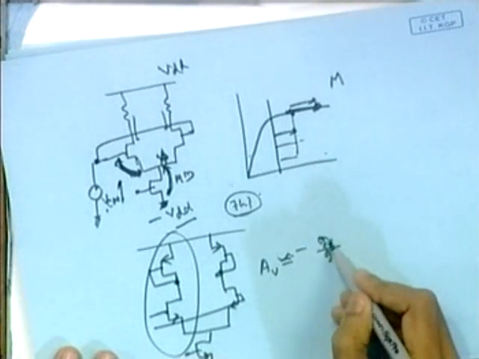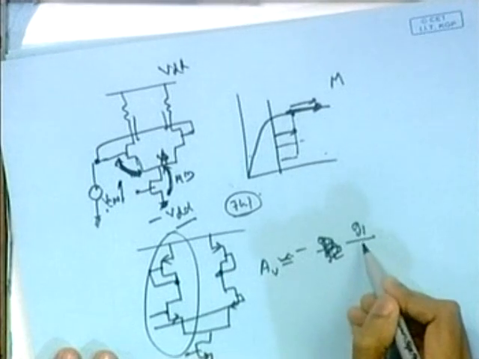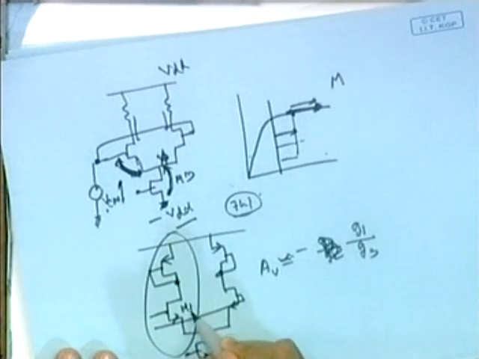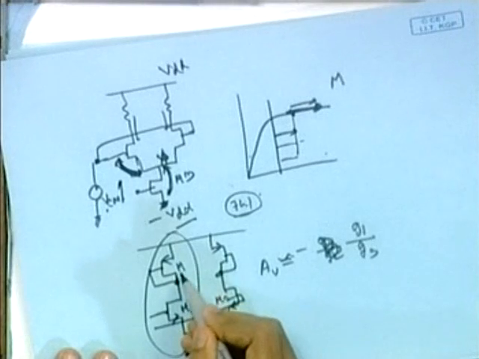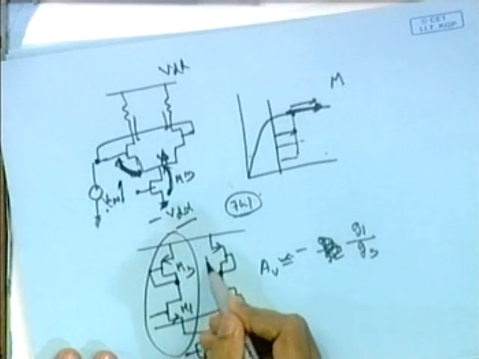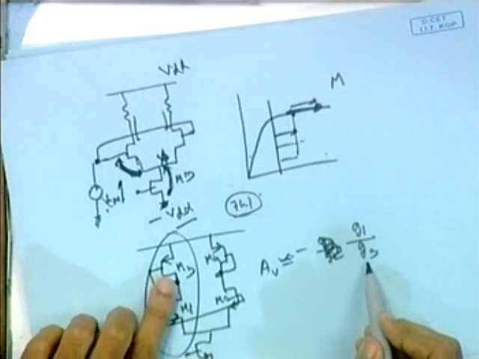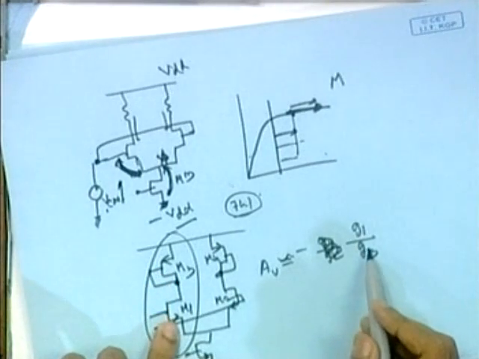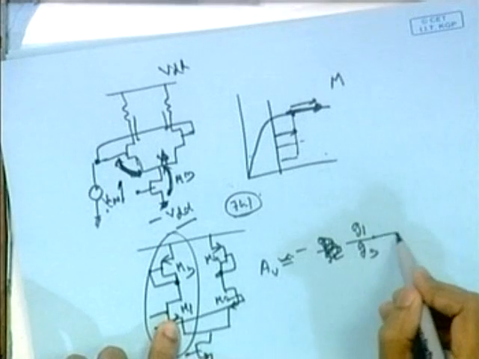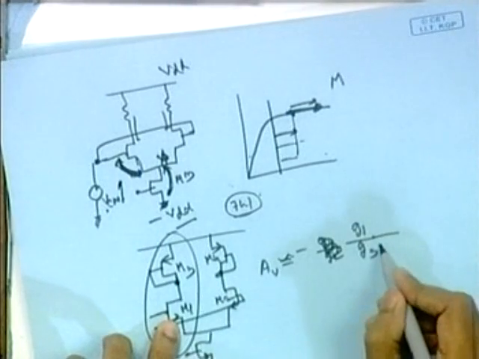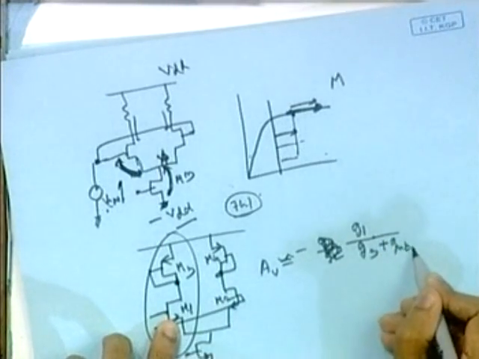So you will be having gain G1 minus G3, with M1, M2, M3, M4. G3 is the transconductor of this M3, and G1 is the transconductor of this M1. And instead, if you are using NMOS, you have to add one GMB3. There is a body bias of this one.